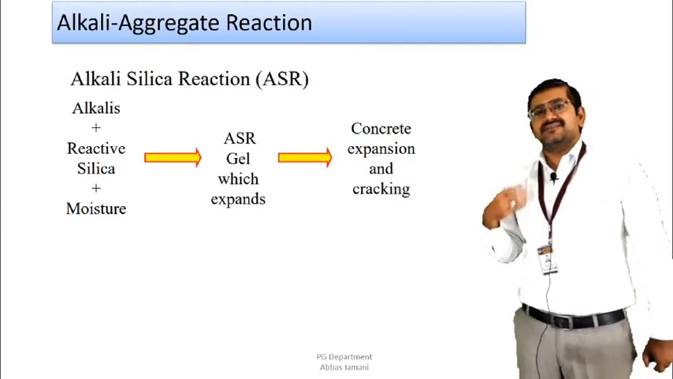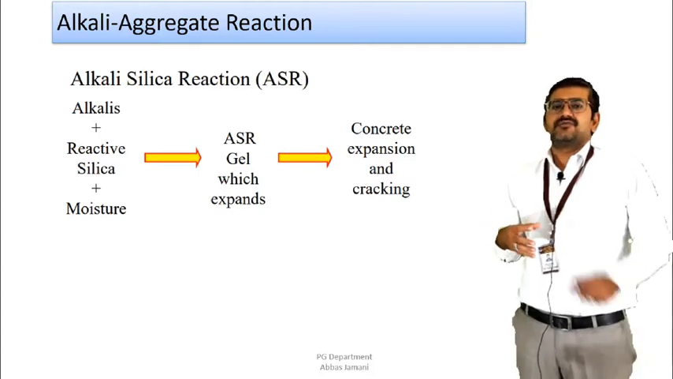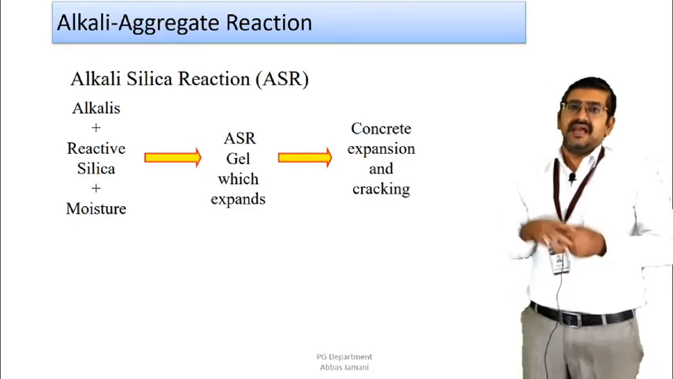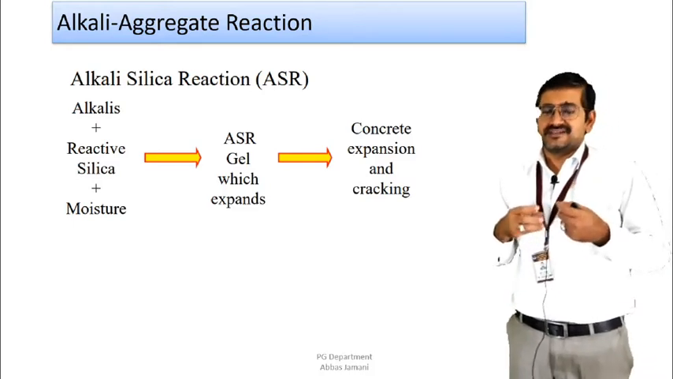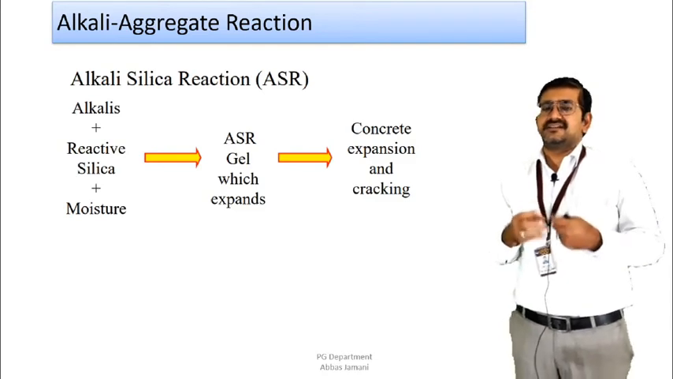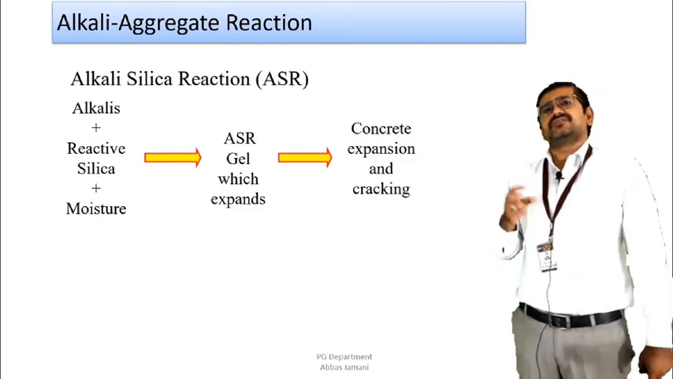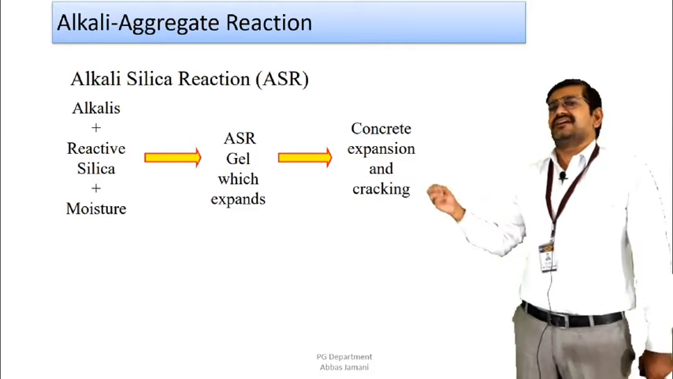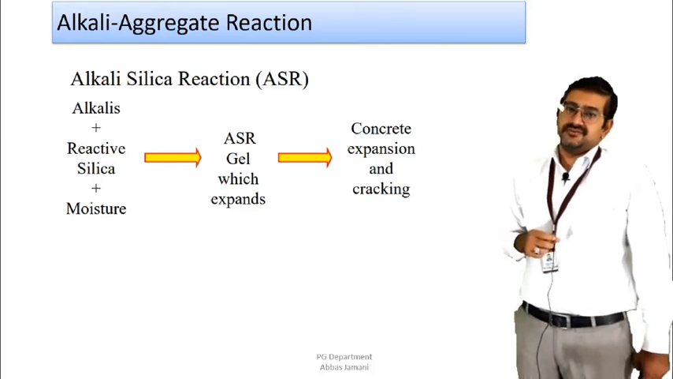And when this happens, it will try to make space for itself by breaking the intermolecular bonding between particles. And if it is not able to make place, then it is going to exert pressure on the surrounding elements, and as a result the premature cracking in the concrete will take place, and then spalling will happen, and delamination of the concrete surface is also likely to take place.